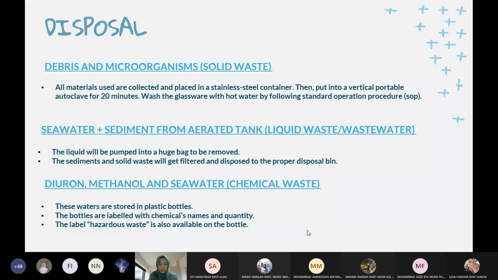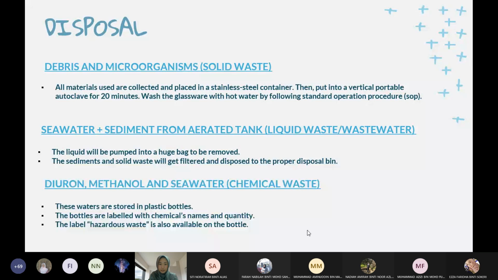The second type of waste is liquid waste, also known as wastewater. Liquid waste from the aerated tank that contains seawater is pumped into a huge bag, so it is easier to be disposed of. The sediments and solid waste are filtered and thrown into a proper bin.